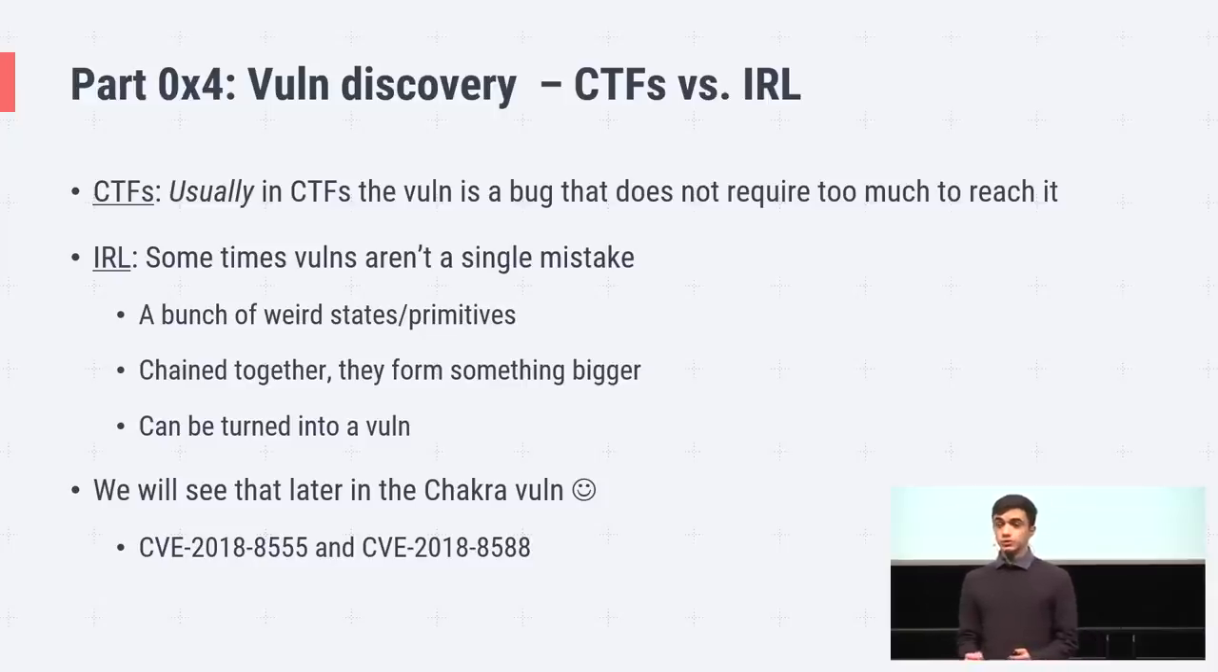In the real world, you usually have a set of weird states, a set of primitives that you have. Primitives are essentially capabilities we have as attackers. So you usually have some primitives that we can chain together to do something greater, and that can later lead to a vulnerability. An example of that will be the vulnerability I found in Chakra, which is basically a bunch of primitives chained together to make an actual vulnerability.